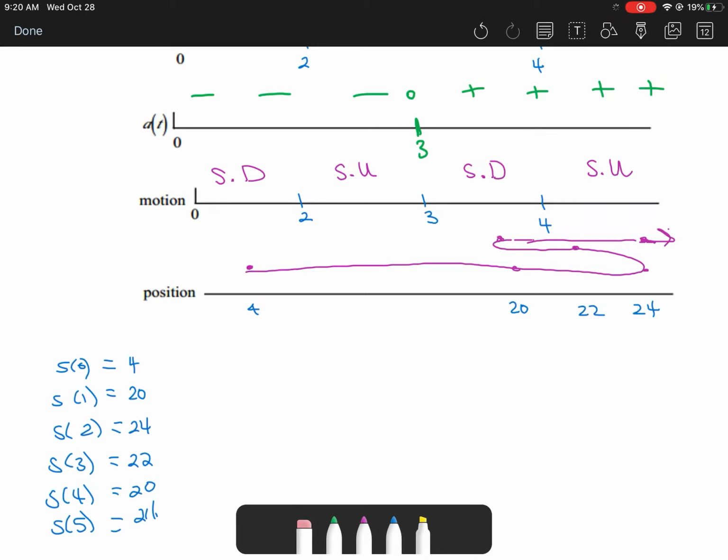Okay. So here's your thing on particle motion. If you have any questions, please let me know.